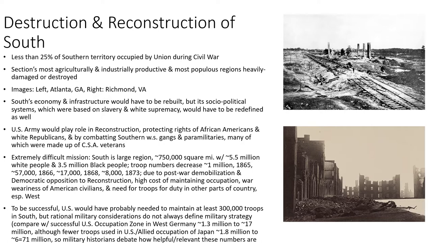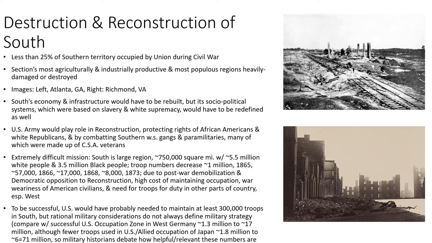And I come up with this number of about 300,000 troops based on studying the U.S. occupation of territory in post-World War II Germany and Japan. These occupations, of course, were successful. The United States, in its occupation zone in West Germany, had about 17 million people. In the beginning, the U.S. Army had about 1.3 million troops. Those numbers will decrease with time, but there were a larger number of troops that were kept in the territory.